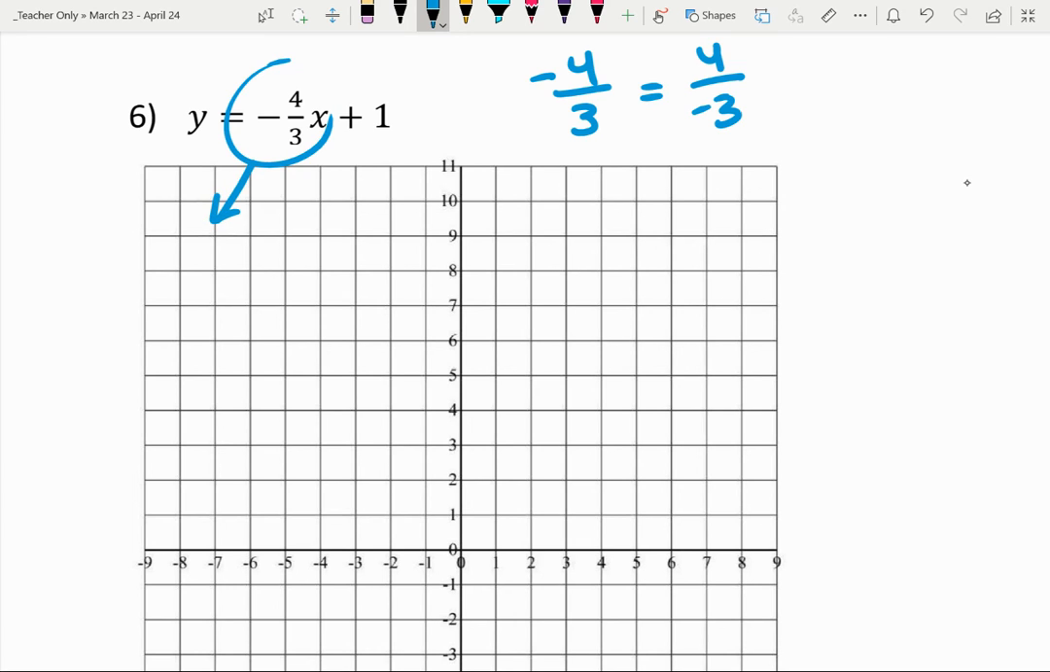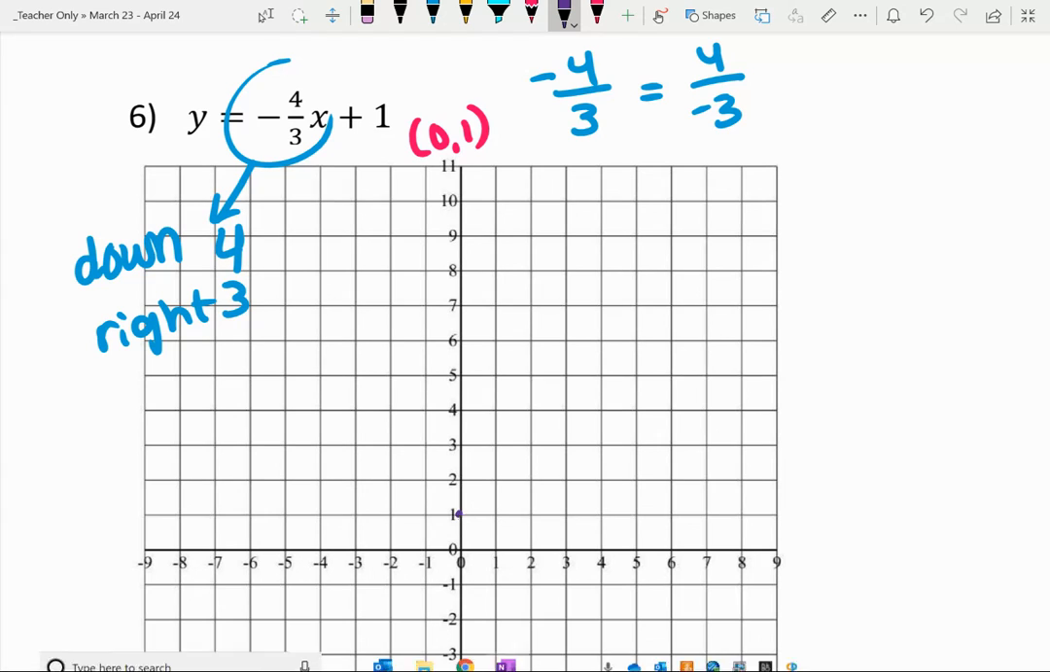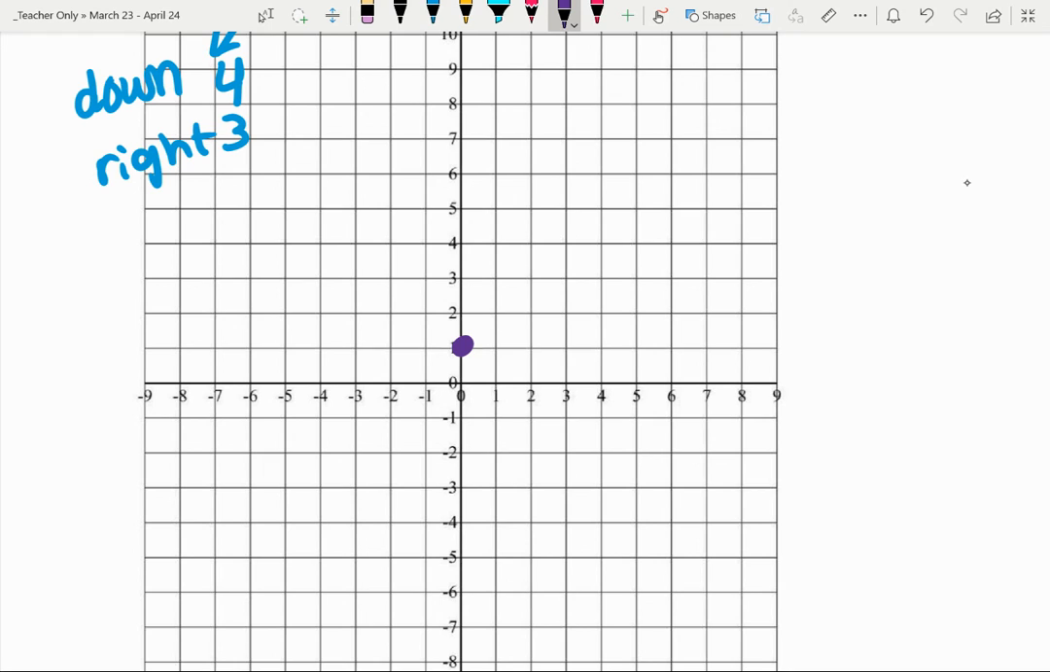But remember, I'm going to treat that negative sign as telling me that I'm going down and to the right. So I'm going down 4 and to the right 3. But again, it really doesn't matter if it's in the numerator or the denominator. Really, we should just be thinking of it as going down and to the right. So my y-intercept is 0, 1 because of my b value. So I'm going to plot 0, 1, and then I'm going to go down 4 and right 3. Down 4, right 3, maybe do that just a couple of times. And again, if I go in reverse, I go in reverse in both directions. So up 4, left 3.